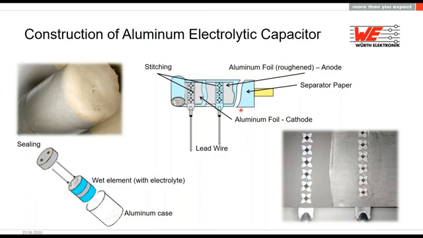Looking more precisely at the winding, you have your base film here, your anode foil, which is roughened. The anode foil gets a special treatment, and then your cathode foil is just a normal foil. You have your lead wire here. One important production step is the stitching. Stitching means how the pins will be connected to the foils. This process is really important because it defines the ESR and the losses. When a good connection is there, the ohmic losses, the ESR, will be lower.